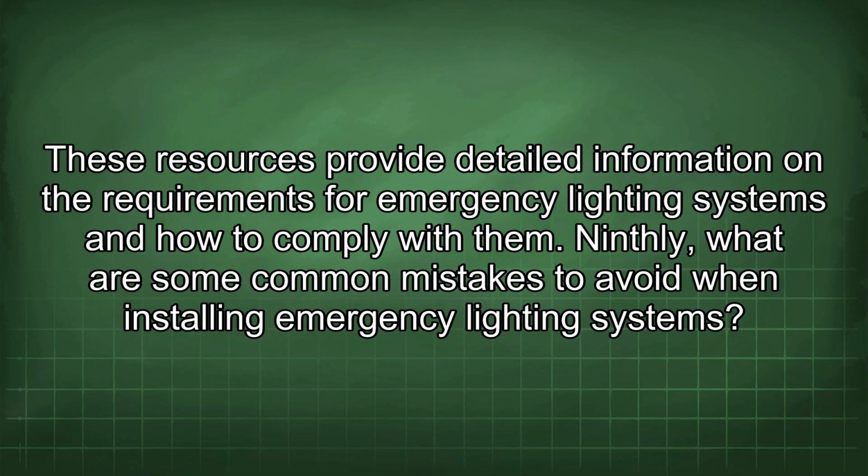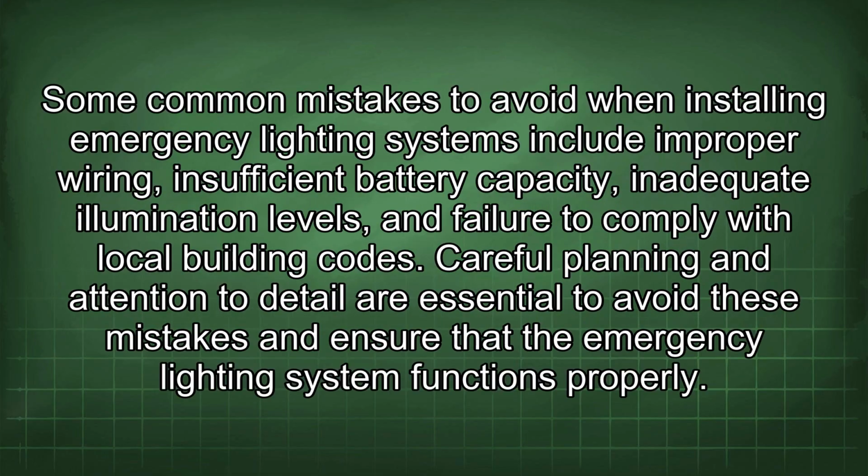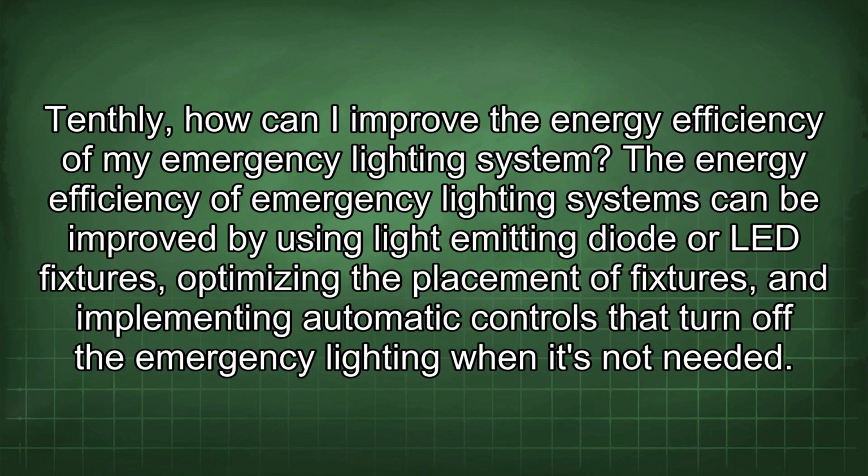Ninthly, what are some common mistakes to avoid when installing emergency lighting systems? Some common mistakes include improper wiring, insufficient battery capacity, inadequate illumination levels, and failure to comply with local building codes. Careful planning and attention to detail are essential to avoid these mistakes and ensure that the emergency lighting system functions properly.